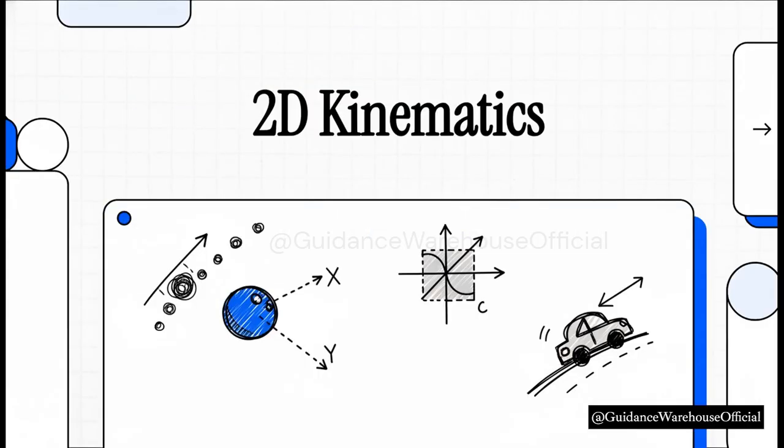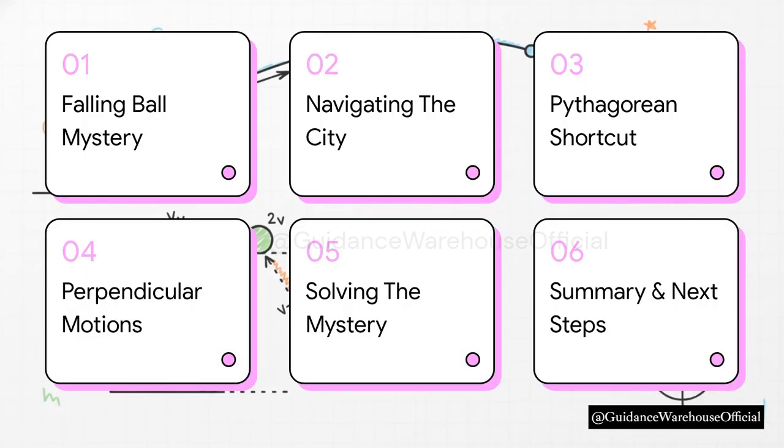To solve this mystery, we have to understand exactly how objects behave when they're moving in more than one direction at the same time. This brings us right to the fascinating world of two-dimensional kinematics, and specifically a concept called the independence of motion. By the end of this lecture, you'll completely understand this concept, the math behind it, and exactly how to solve our baseball mystery. Our agenda for today covers the falling ball mystery, navigating the city grid, the Pythagorean shortcut, perpendicular motions, solving the ball mystery, and finally, a summary and next steps.